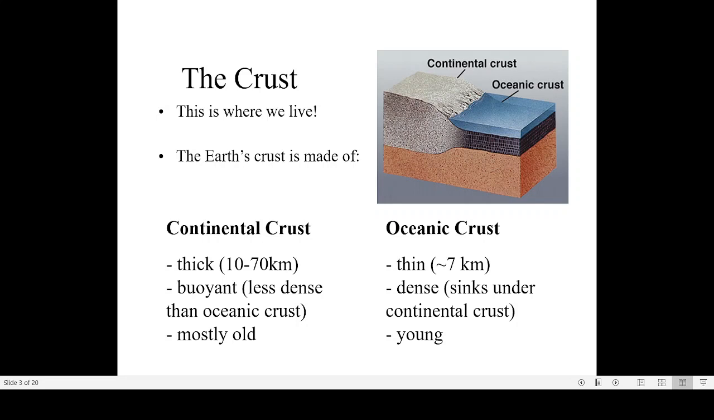Regarding the nature of the crust, the continental crust is older, whereas the oceanic crust is comparatively younger. So that is the difference in age. If you take the age of the continental crust and oceanic crust, we can find that continental crust is older, whereas oceanic crust is younger. These are some of the basic differences between continental crust and oceanic crust.